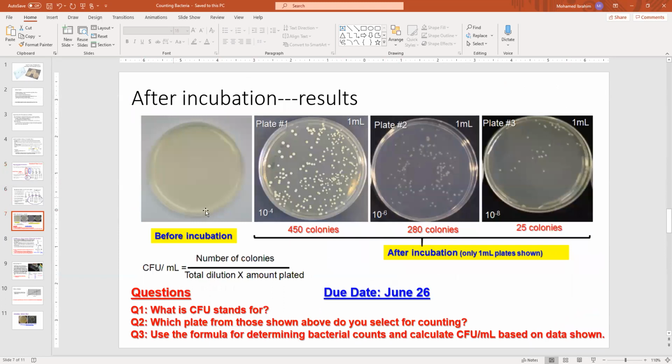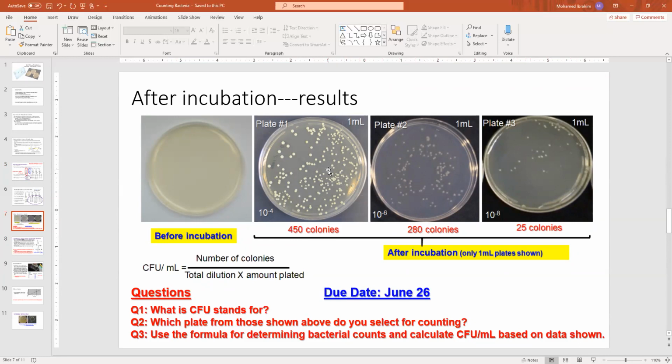I will give you an example here. Say this is your tryptic soy agar plate before incubation, where you did nothing, and then we have several plates. We have 3 plates here, and those 3 plates came from different dilutions. This plate represents 10 to the minus 4, that plate represents 10 to the minus 6, and that one represents 10 to the minus 8 dilution. Those are how much aliquot you take for plating, 1 ml on each plate. And that is your result.